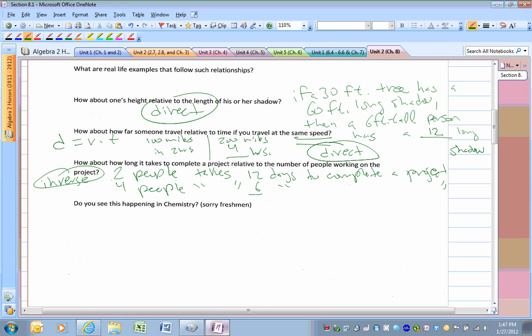Now for chemistry. Apparently, you guys haven't learned this yet. I have. Gas laws. I learned that last year. Yeah, so I'm going to skip this example. But gas laws also use direct and inverse relationships. You'll learn about that when you get to that point.